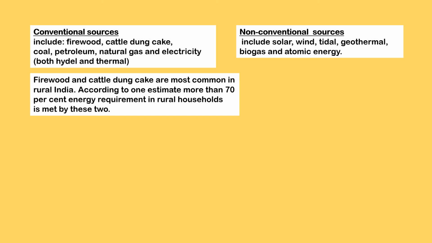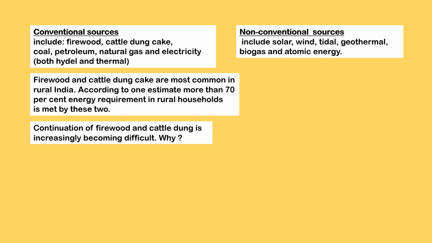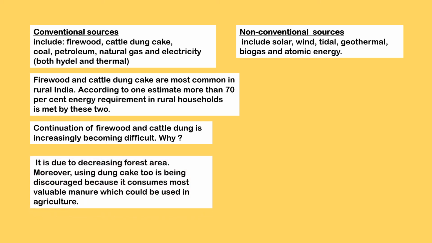But there is a question that is asked in the board exam. Continuation of firewood and cattle dung is increasingly becoming difficult. Why? Why is it getting difficult? The answer is because of deforestation, right? Using dung cake is being discouraged because it consumes the most valuable manure which can be used in agriculture. So this is again a very important question, a 2-marker.